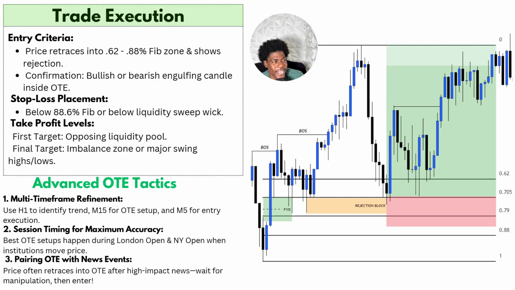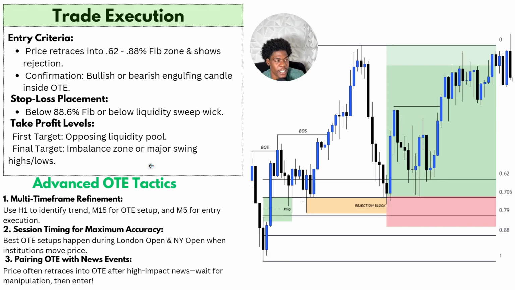Let's get into our trade execution and our advanced OTE tactics. Let's get into our entry criteria. Price retraces into the 0.62 and the 0.88 zones and shows our rejection. The second is our confirmation, either a bullish or bearish engulfing candle inside of our OTE. The third is our stop loss placement below the 0.88 fib or below liquidity sweep wicks. And then fourth is our take profit level. Our first target is the opposing liquidity pool, like I stated before, and our final target is the imbalance zones or major swing highs or swing lows.